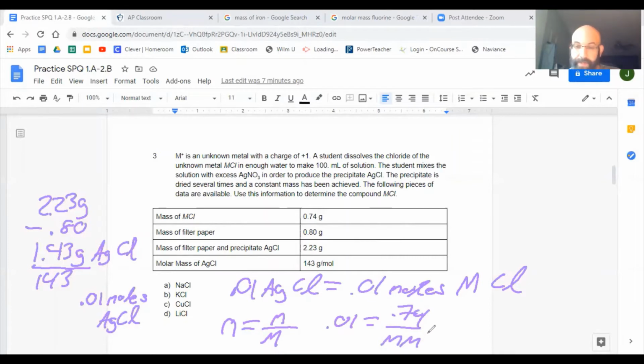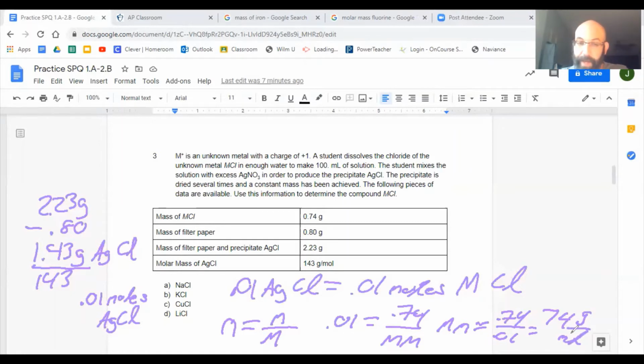So we can rearrange this equation right here to get the molar mass. All right, so that'd be 0.74 divided by 0.01. This is common math you're going to be asked to do in this class without a calculator. We're dividing by 0.01, so we just move the decimal 2 places, and we actually get larger. When we divide by a number less than 1, the overall number gets bigger. We get 74 grams per mole.